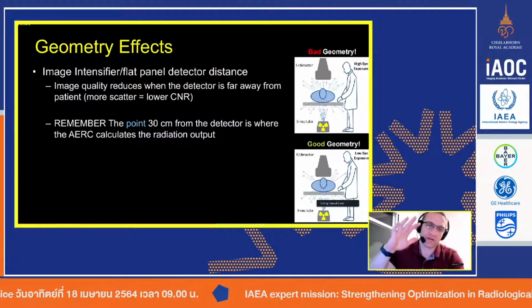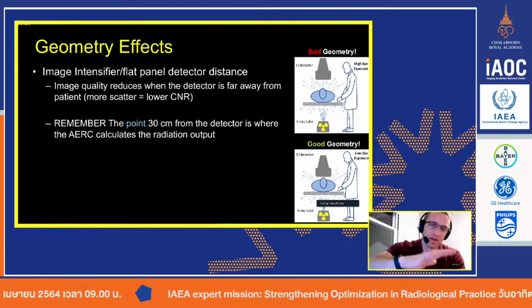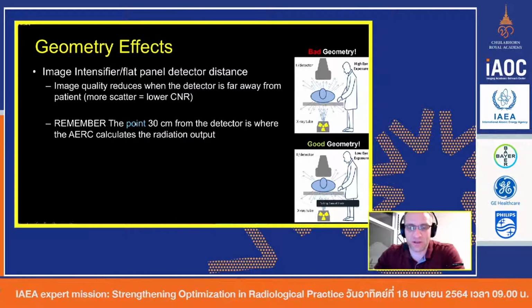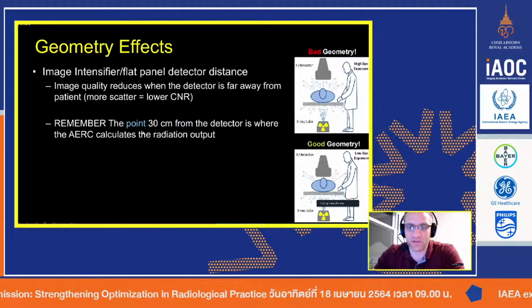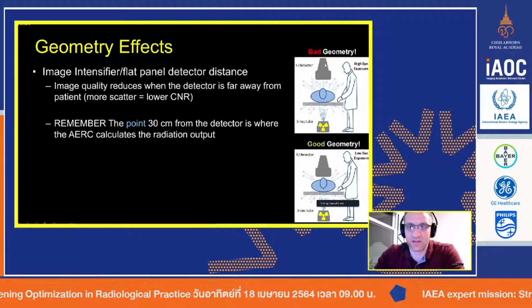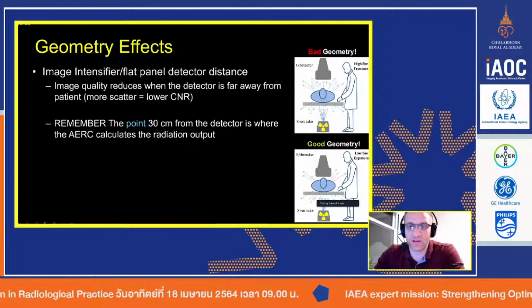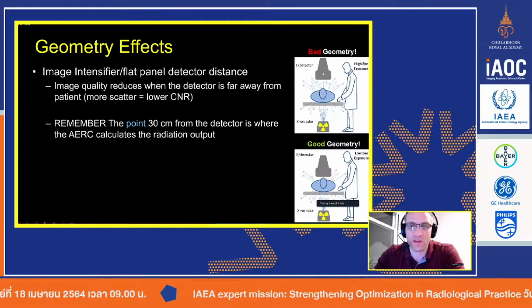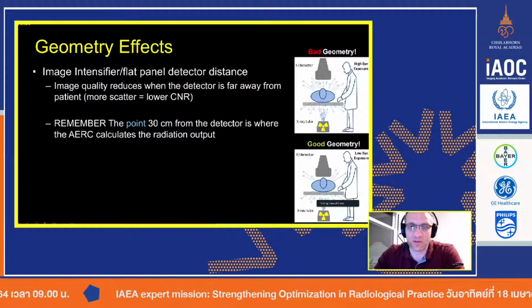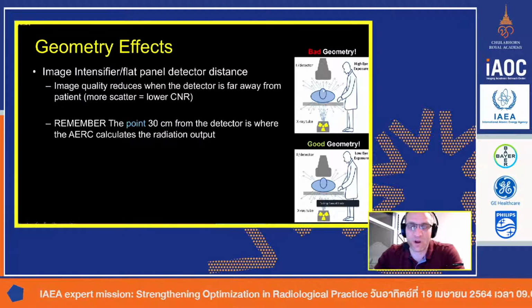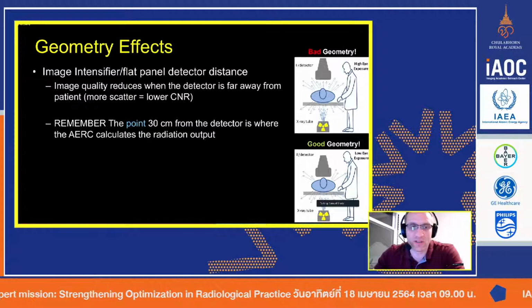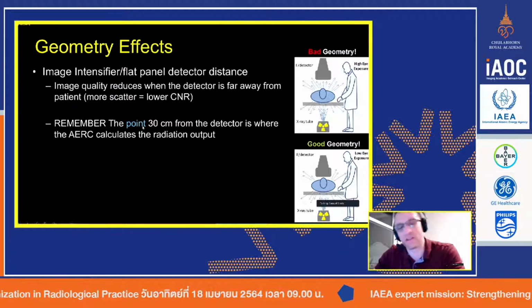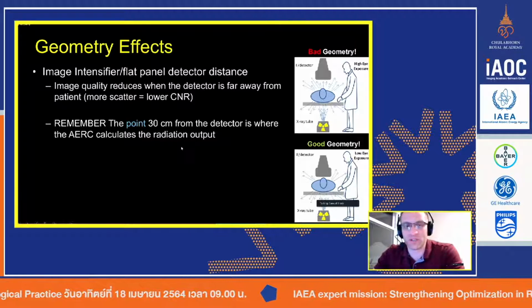But the lower and closer to the body that detector is, the better the image quality, always. We'll talk about this next week, but there's also a dose penalty for this. These detectors will tell the system to produce more radiation the farther away they're pulled, because there is a point 30 centimeters away from the detector where the system is measuring how much radiation is coming out. And so the farther away from the X-ray tube it gets, the more the X-ray tube thinks it needs more radiation. But we'll go into detail about that next week.